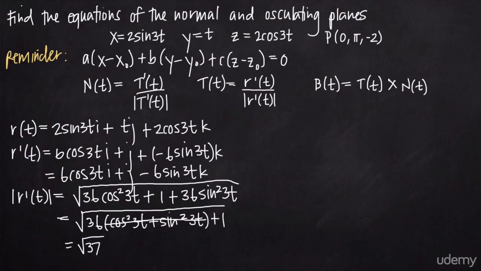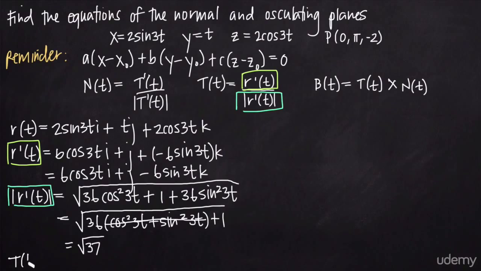So now you can see we have the two values we need. We have r prime of t here, we found r prime of t, and then we have the magnitude of r prime of t here in our denominator. We've got that right here. So what we can do is just divide this value here by this square root 37 value, and we can get a value for the unit tangent vector, capital T of t. So we'll squeeze that down here because we're going to need the room.